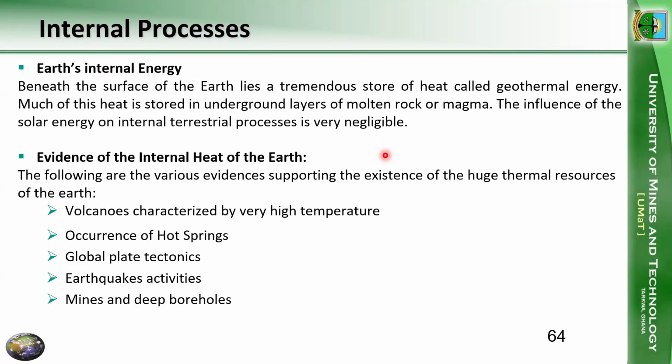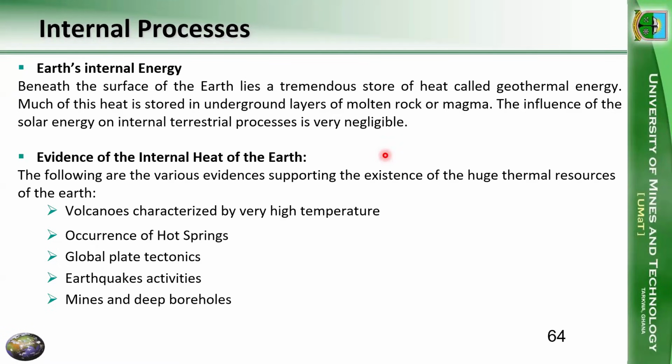So do we have any pieces of evidence that let us know that indeed we have a lot of internal heat in the Earth? Yes. We can talk about volcanic eruptions. Volcanoes are characterized by very, very high temperatures. We are talking about 1,200 degrees Celsius. You can imagine that amount of heat. So that tells you that we have a lot of heat beneath the Earth.